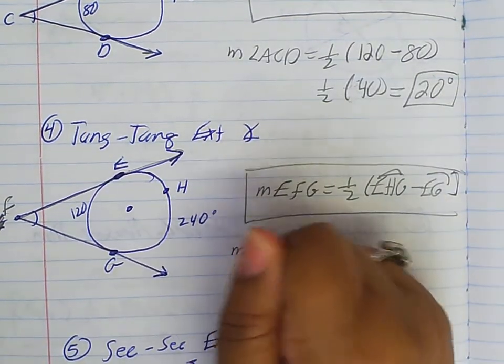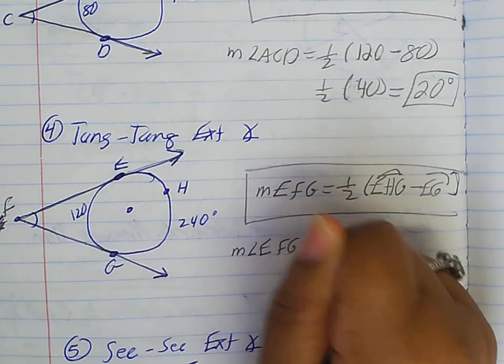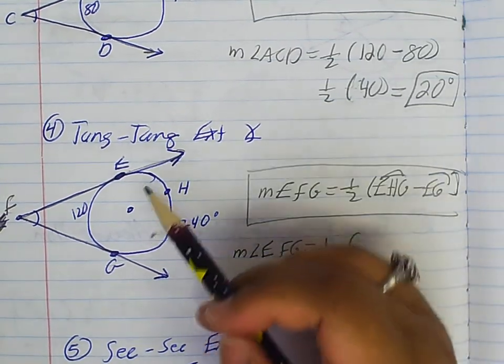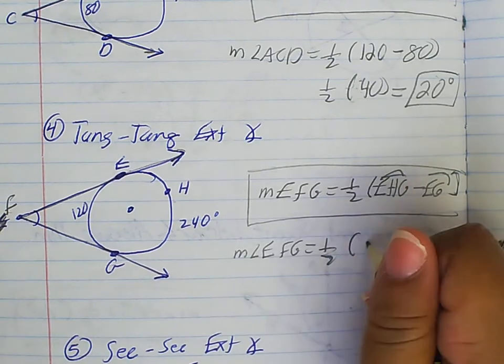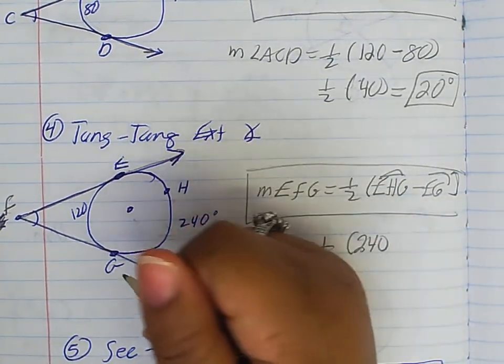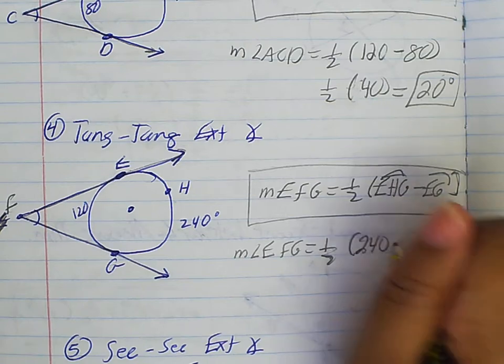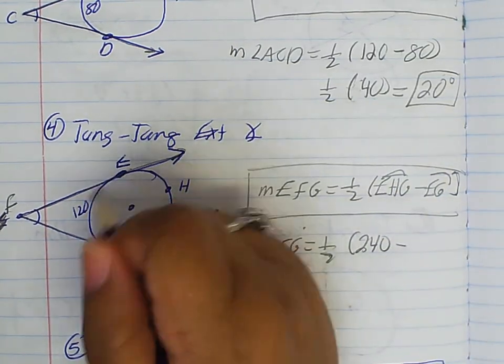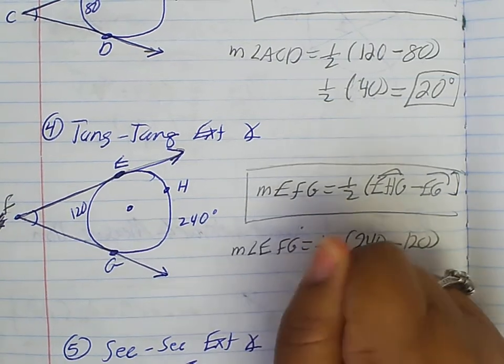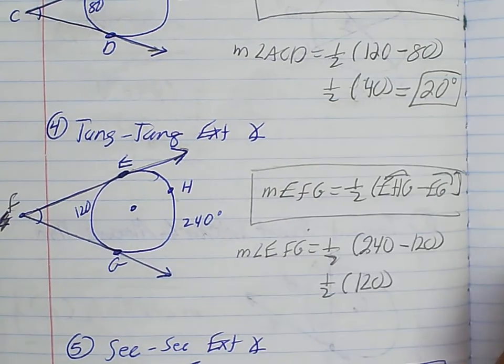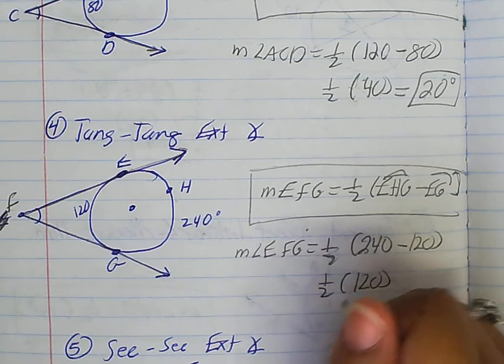Okay, so let's do it. So the measure of EFG. I know it's 1/2. So my major arc right here, EHG, is 240. And you're always going to have 3 letters when you do the major arc. You guys learned that when you did the vocab. Minus the minor one here, which is EG, which is 120. So it'll be 1/2 times 240 minus 120, and then 1/2 of 120 is 60.